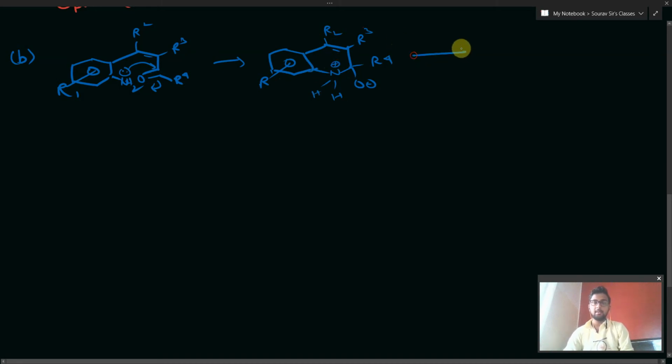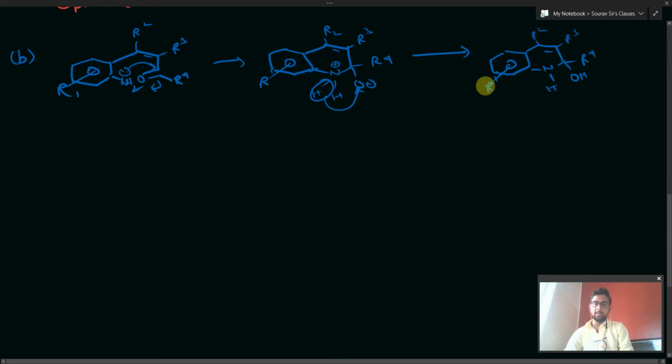Then what would happen is H plus would be released from the system, not released basically. This H plus would be migrated over here to be incorporated with the O minus, and that will be giving a stable species for now. That would be the intermediate. So we have NH, we have OH, we have R4, R3, R2.